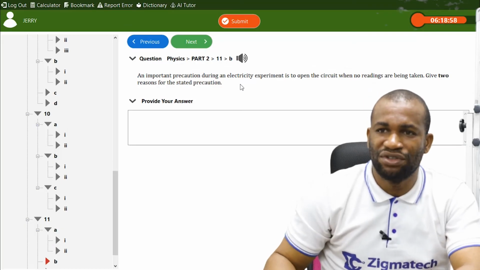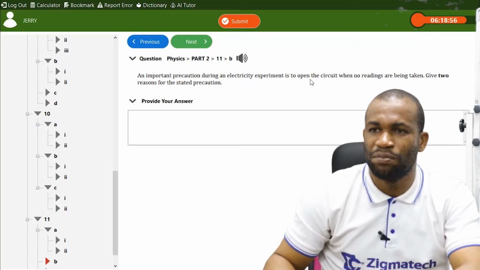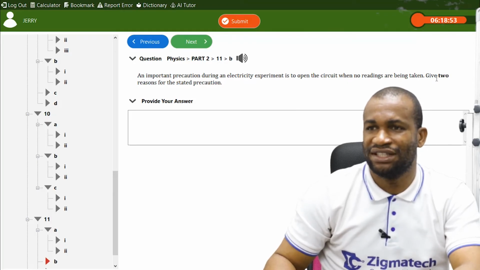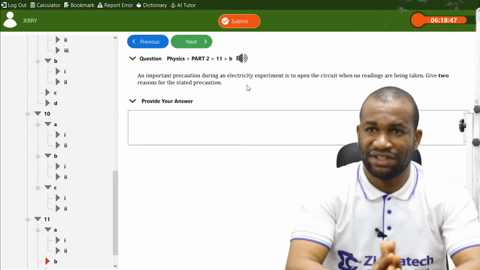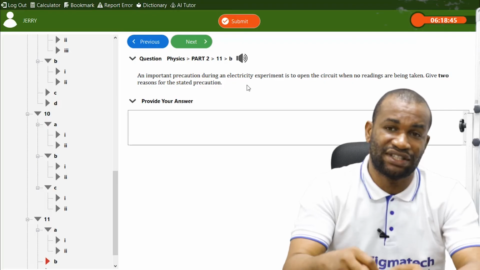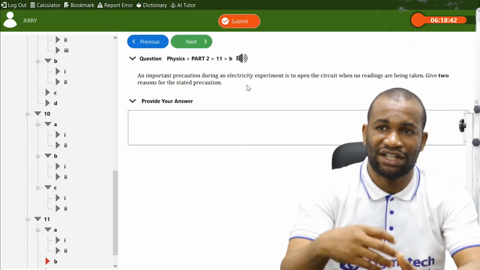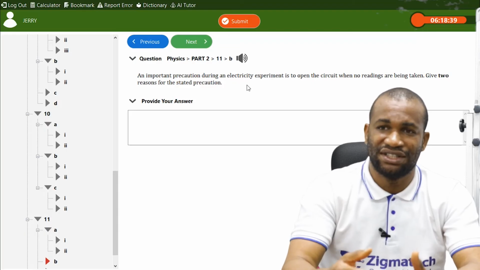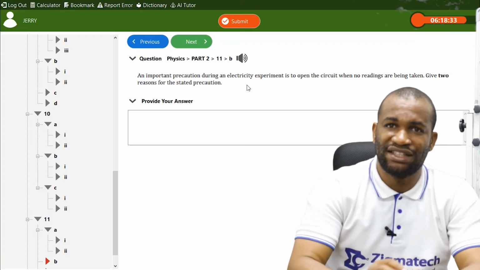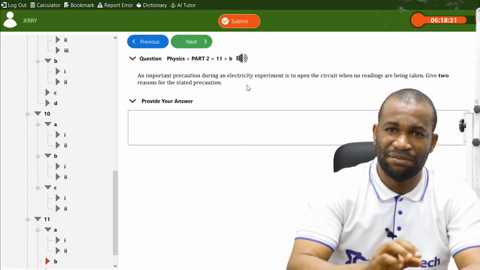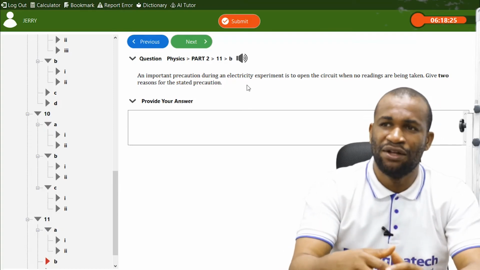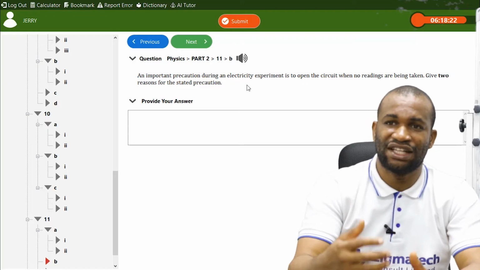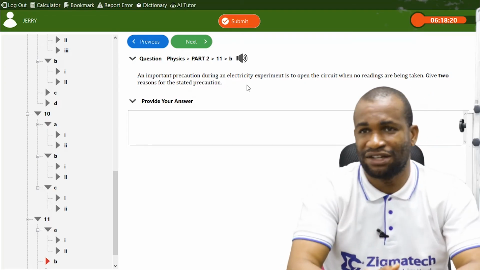An important precaution during electricity experiment is to open the circuit when no readings are being taken. Give 2 reasons for the stated precaution. One is to preserve the energy of the cell, because when the cell is always connected, even after taking your reading, the energy will be taken away. Another is that when charges are moving, the ammeter or the voltmeter may overheat, and because of that there may be inaccuracy in reading.